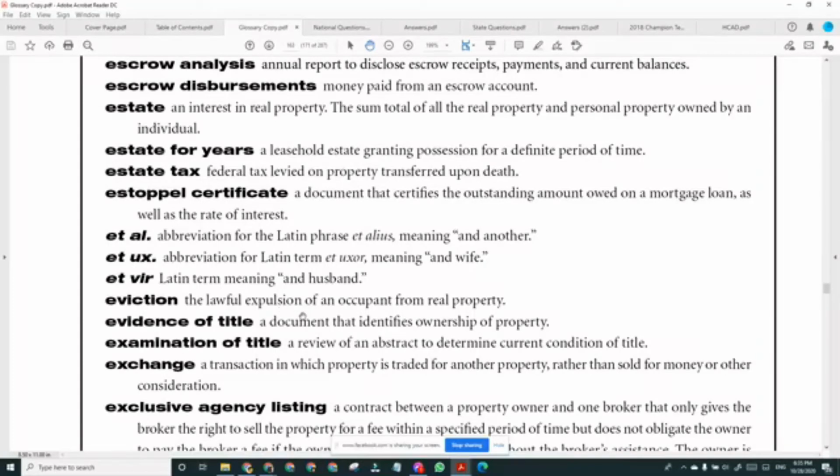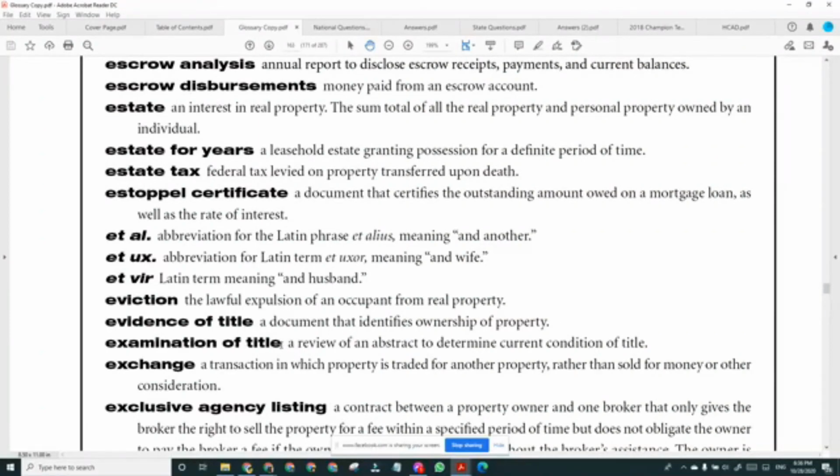Eviction, the lawful expulsion of an occupant from real property. And that can be from a home, from an apartment, from a piece of land, commercial land, anything. But it has to be done legally according to the laws of the state, the landlord-tenant laws. Evidence of title, a document that identifies ownership of property.